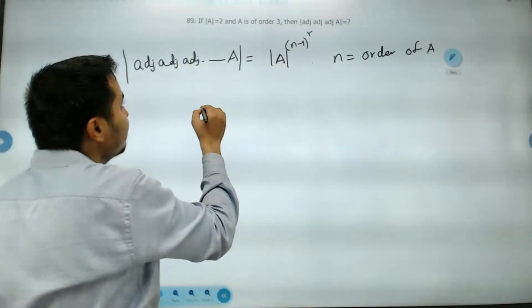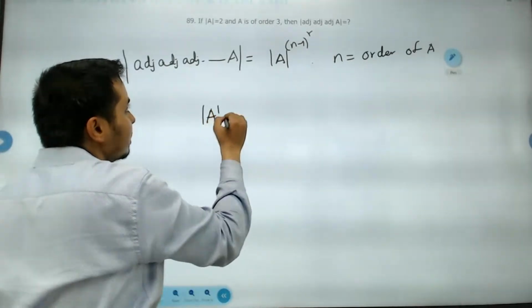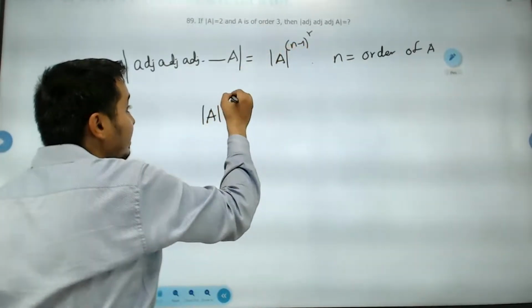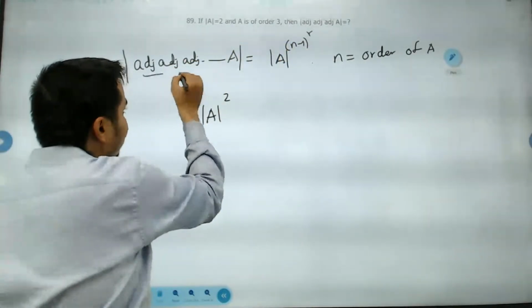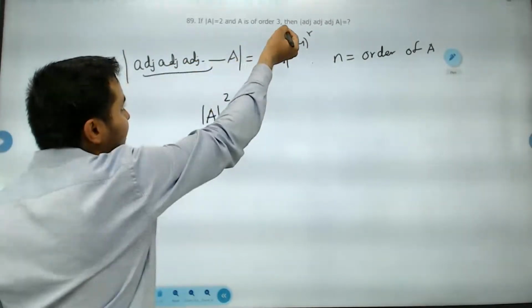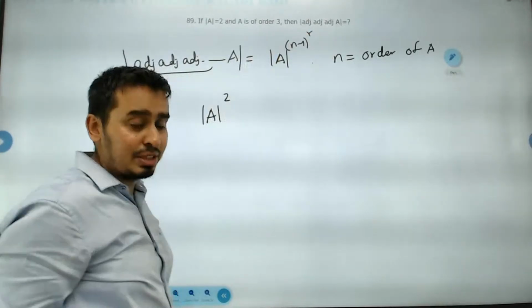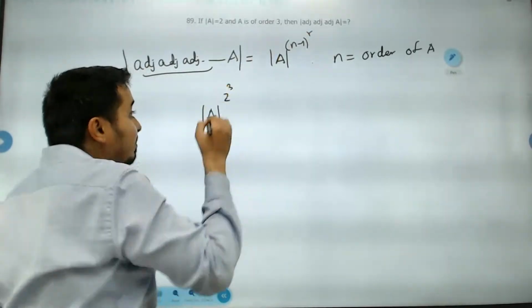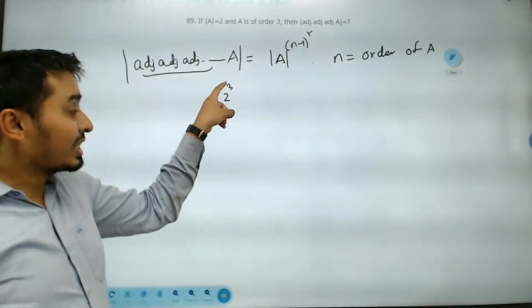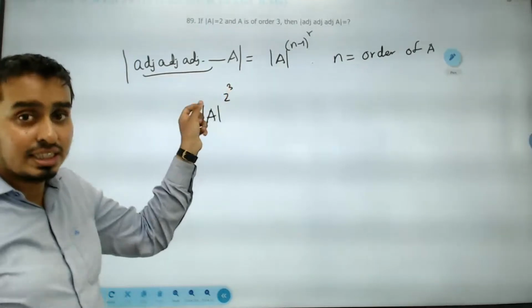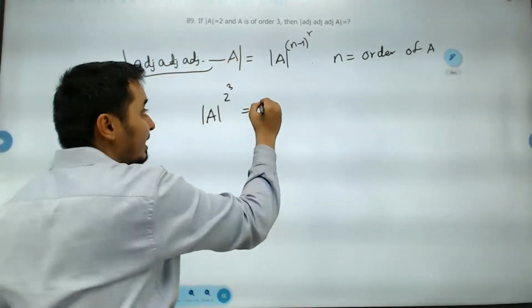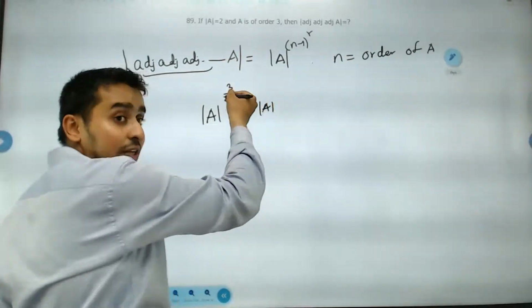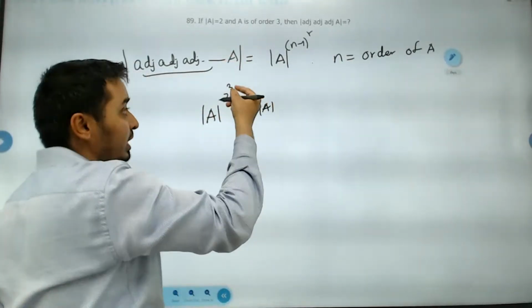So the answer would be det A raised to n minus 1, so 3 minus 1 is 2, and 2 again has to be raised to r. Here the number of times adjoint has been written is r, which in this case is 3. Keep in mind it is not det A squared whole raised to 3, so you will not multiply these powers. It is det A raised to 2, raised to 3. So first you have to raise 2 to 3 and then you raise det A to that.